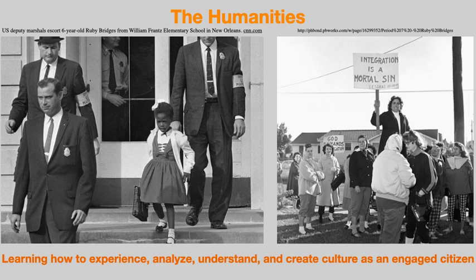So what you see here is her leaving school that first day with armed U.S. deputy marshals walking her out. And why were they walking her out? Because the picture on the right shows just one small part of the amount of white protesters that showed up to protest Ruby Bridges going to a white school.